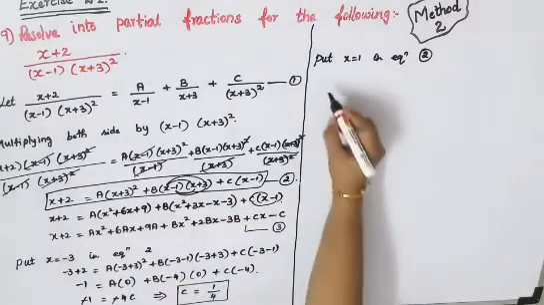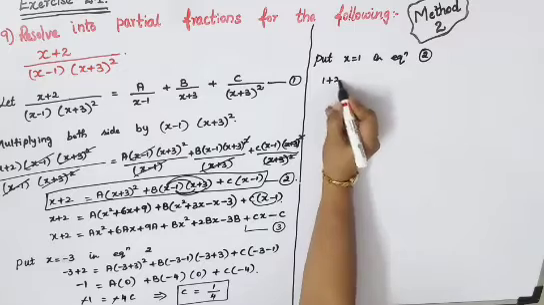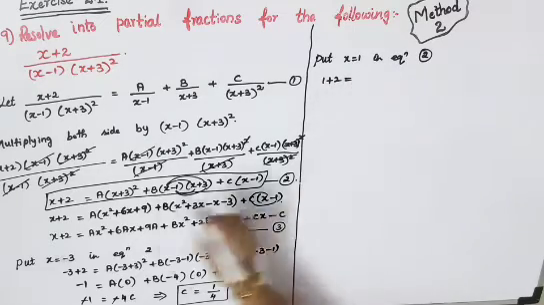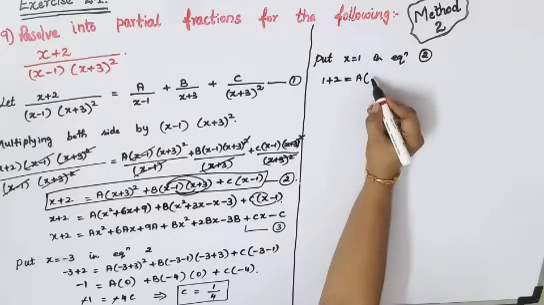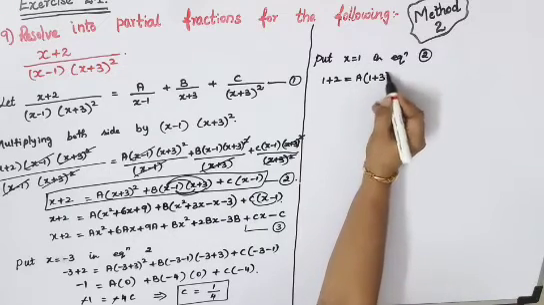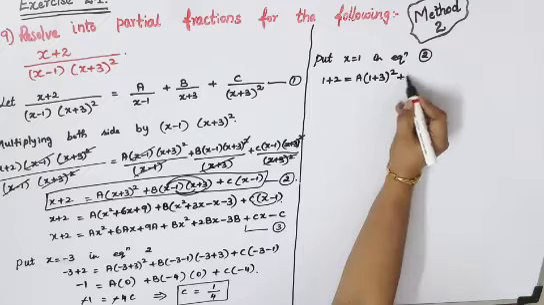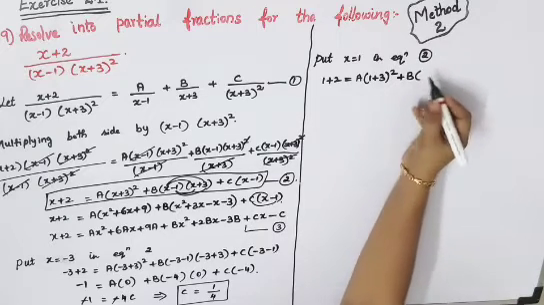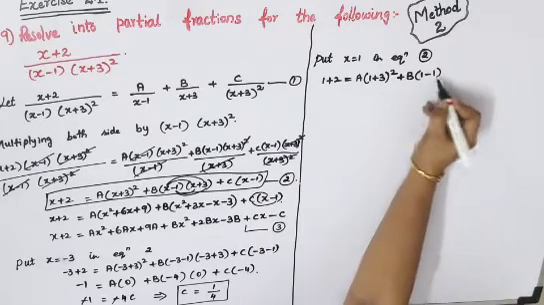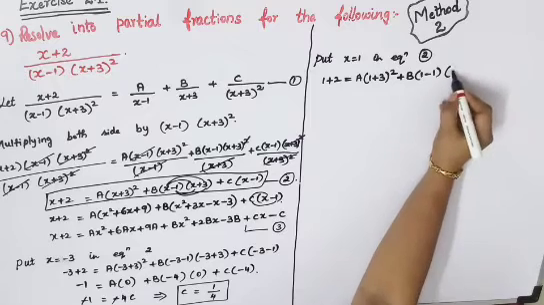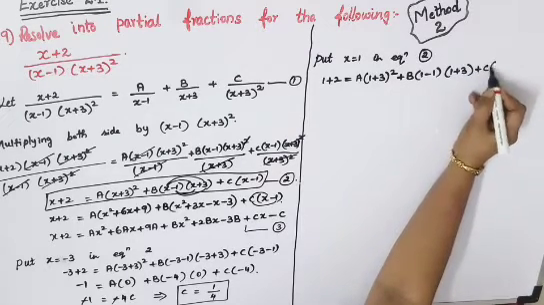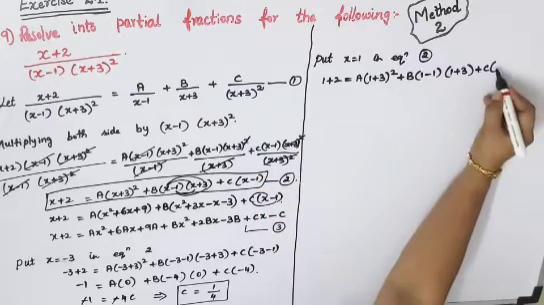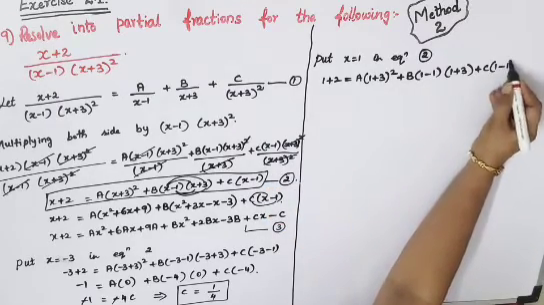So here x is there, so 1 plus 2, that is your left hand side, which is equal to a into, x is there, so 1 plus 3 the whole square, plus b into, again you have got x over there, so 1 minus 1 into, again one more x, so 1 plus 3, plus c into, x is here, so it will replace 1 minus 1.